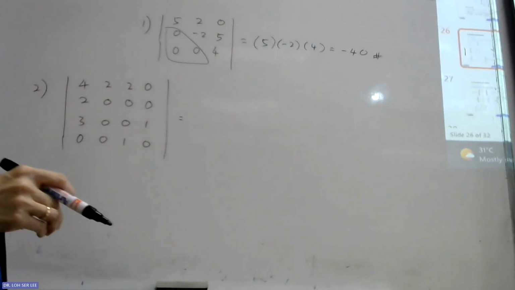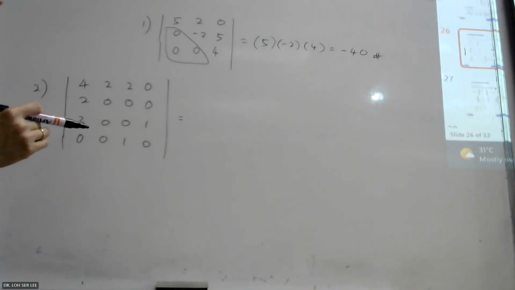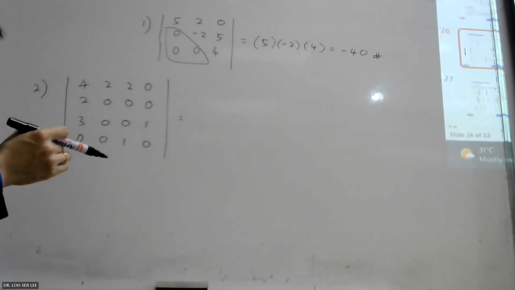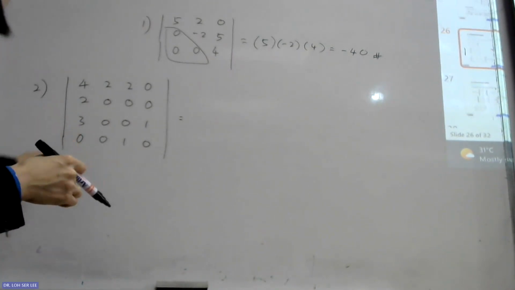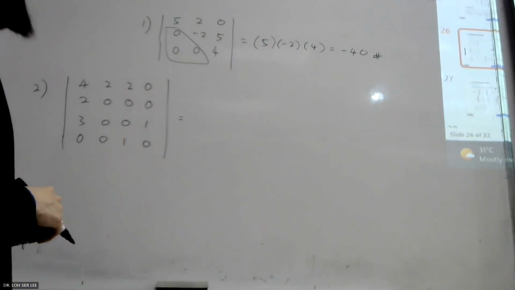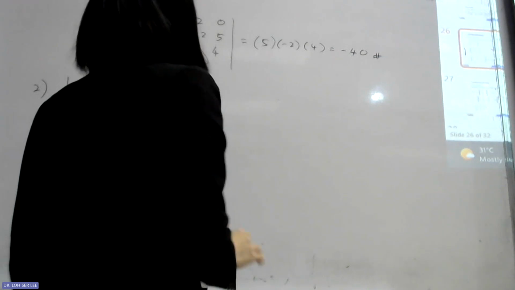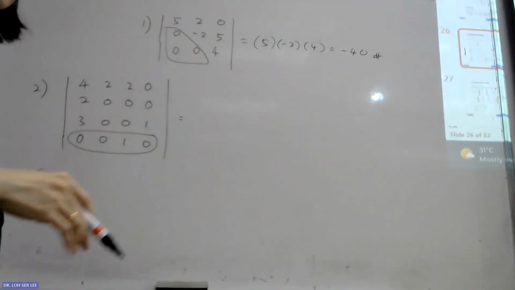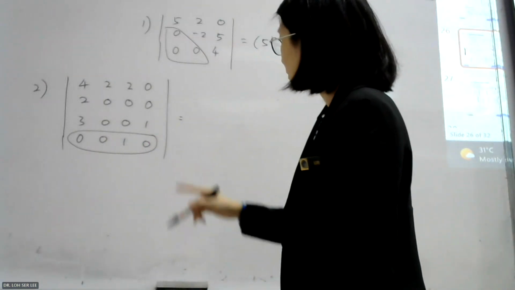Cofactor expansion, which row or which column would you choose? Which one? Row 4 or column 4. Either this one or this one. So now let's say I choose this. You can also try to use column number 4, then we check our answer. Okay, let's say I use this.